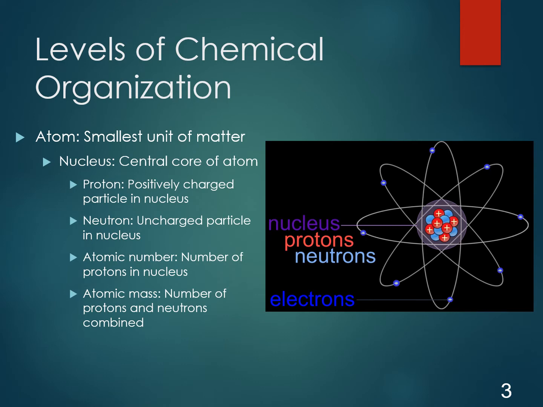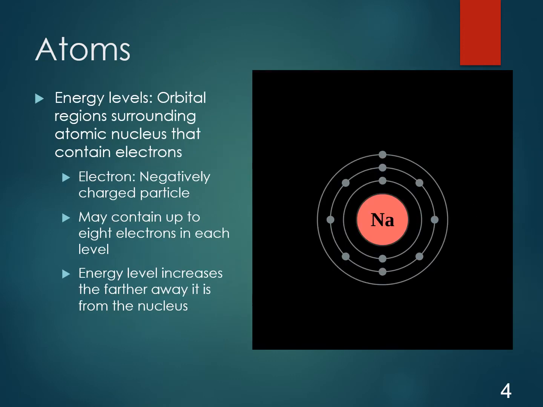It's also equally important to talk about the levels or orbitals that exist outside of the nucleus. This is where the electrons live. The electrons are arranged in shells or orbitals that circle the nucleus. The orbitals of the atom are arranged into energy levels. So the energy level is the region surrounding the nucleus that contains the electrons.